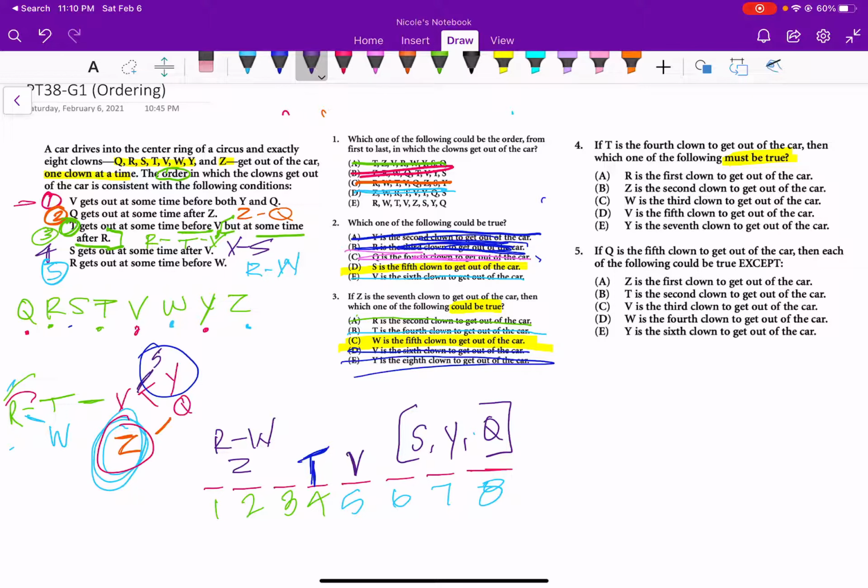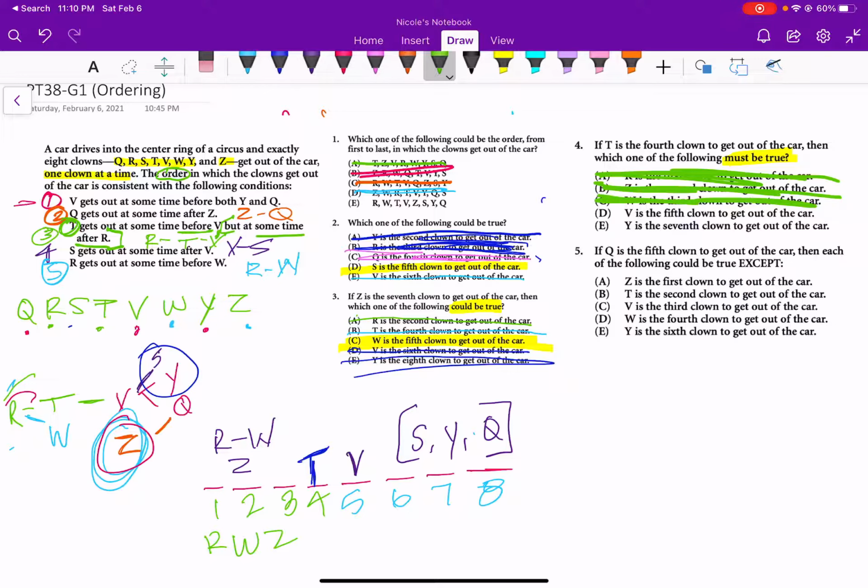So R is the first clown. Must it be true that R is the first clown? No, because it also could be Z. So we can cross that one off. Z is the second clown. No, because it also could be W. W is the third clown. Nope, because it could go potentially R, W, Z.